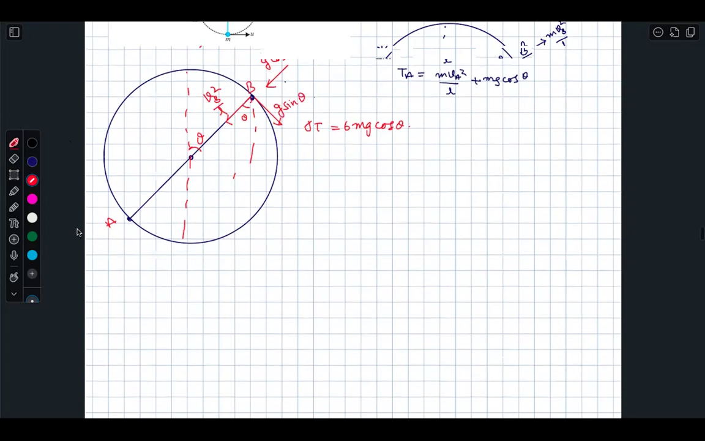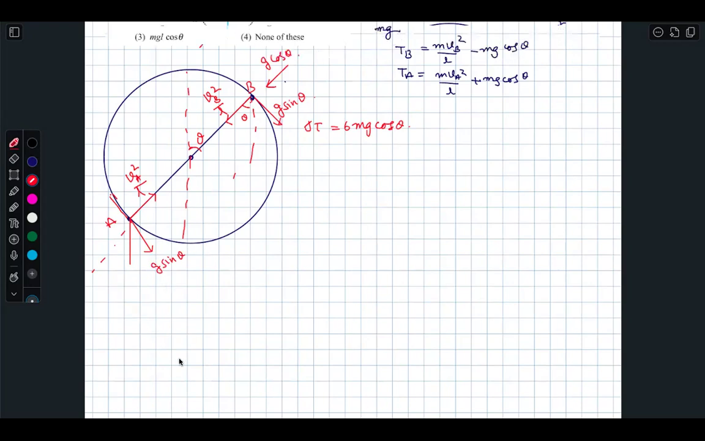At the point A, for example, it is going like this. At this point A, the acceleration is VA square by L. That's the vertical there. So here it is again g sin theta. In the relative acceleration difference, these two terms will get cancelled. Can you please tell me why?